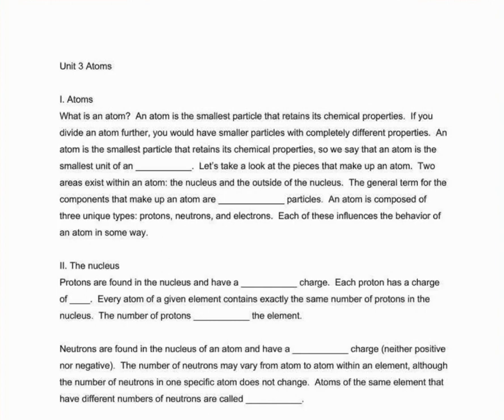An atom is the smallest particle that retains its chemical properties. If you divide an atom further, you would have smaller particles, but they would have completely different properties. An atom is the smallest particle that retains its chemical properties, so we say that an atom is the smallest unit of an element.